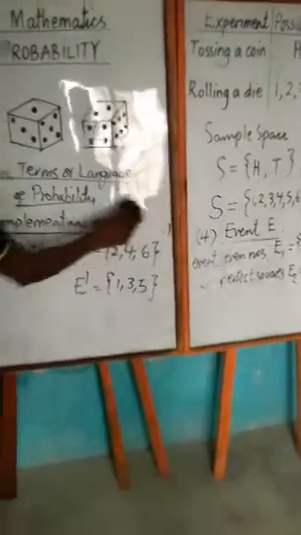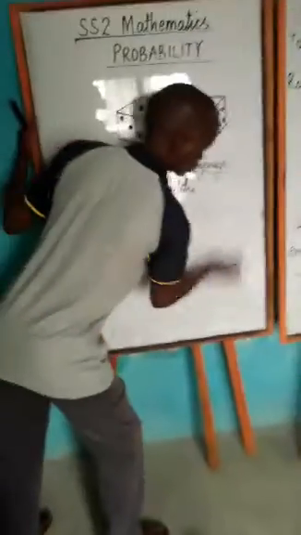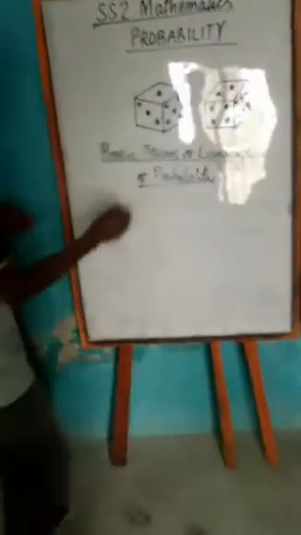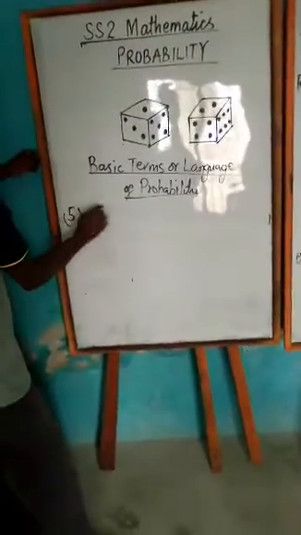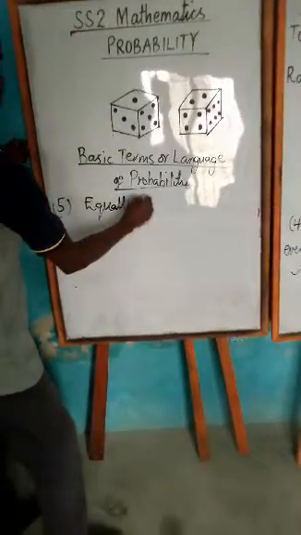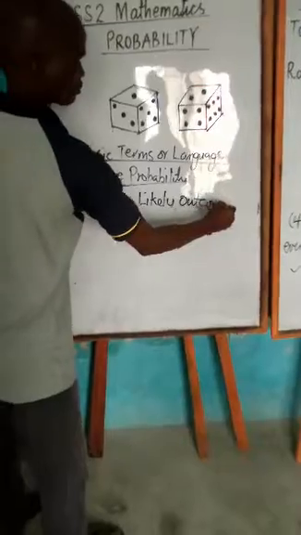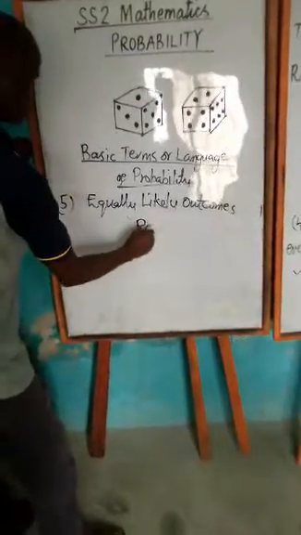The last one is randomness and equally likely. The fifth one, equally likely outcomes or randomness.